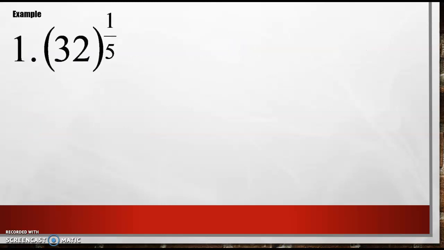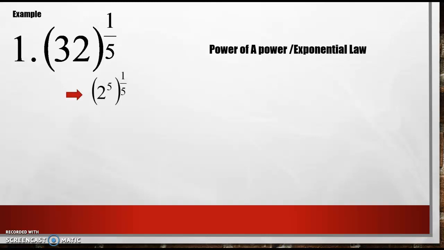First example, we have 32 raised to 1/5. What could be the possible law that can be used here? It's the exponential law, or the power of a power. But how can you apply that? First, you need to consider that 32 can be expressed as 2 to the power of 5. If you multiply that, you will have 2 times 2 times 2 times 2 times 2, or 2 times 2 is 4, times 2 is 8, times 2 is 16, and times 2 is 32, right?